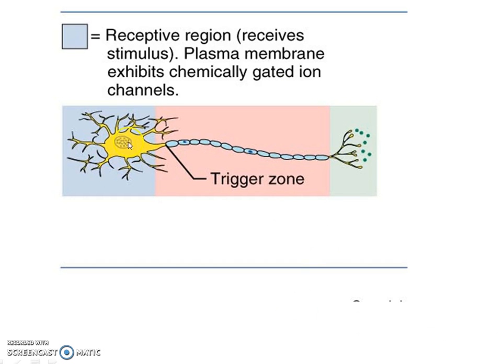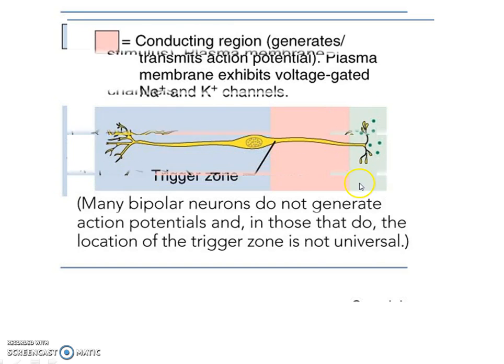So again, we have the receptive region, and in this particular neuron, you see the dendrites and the cell body. Right here is the trigger zone, or the axon hillock. If the voltage is high enough to cause an action potential, it will be conducted down the axon and then go into the secretory region where we release neurotransmitters.